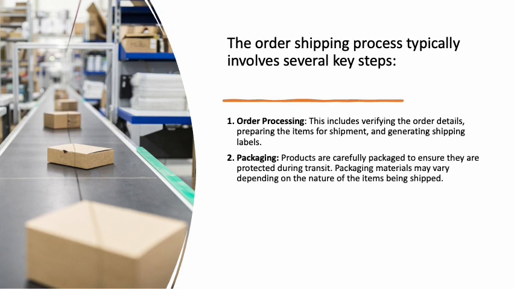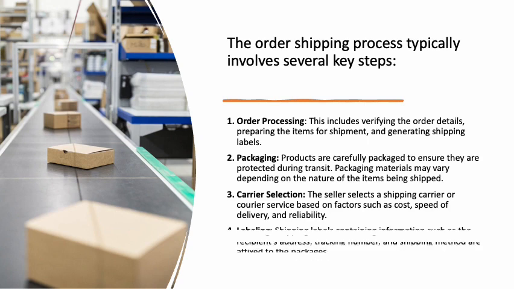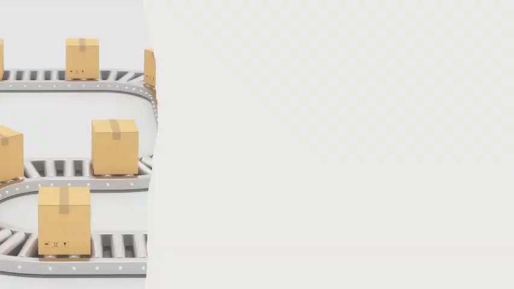Next is packaging. Products are carefully packaged to ensure they are protected during transit. Packaging materials may vary depending on the nature of the items being shipped. Third is carrier selection. The seller selects a shipping carrier or courier service based on factors such as cost, speed of delivery, and reliability. Next is labeling. Shipping labels containing information such as recipient's address, tracking number, and shipping method are affixed to the packages.